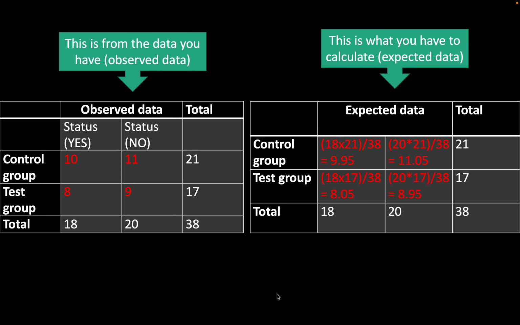To find the expected data for the control group status yes, we must first multiply the bottom total to the top total, and then divide the product of those two by the grand total. We will then do something similar for all the groups to find the expected data. To check if your expected data is correct, add up the groups and statuses to see if your total and grand total match the observed data totals.